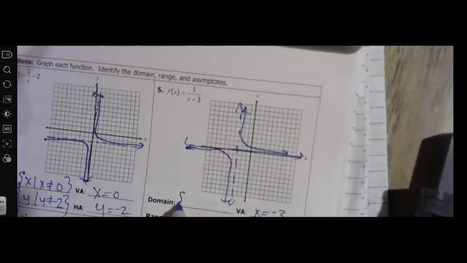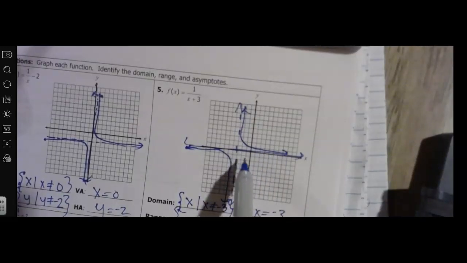And so what's our domain? Well, x could be anything except negative 3. So it's going to be all x such that x does not equal negative 3. And what's the range? Well, the range could be anything except y equals 0. So y such that y does not equal 0.